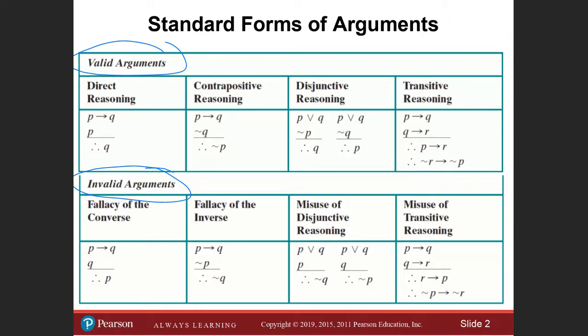Now, writing the symbolic form of these arguments, we have to label the first one as premise 1, the second one as premise 2. And note the 3 dots here means conclusion. So that would be the conclusion here.